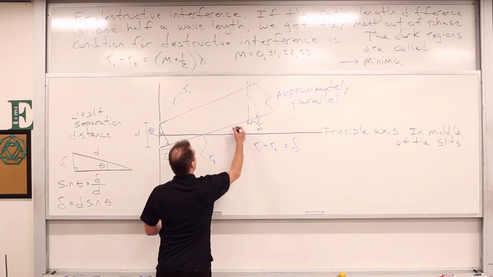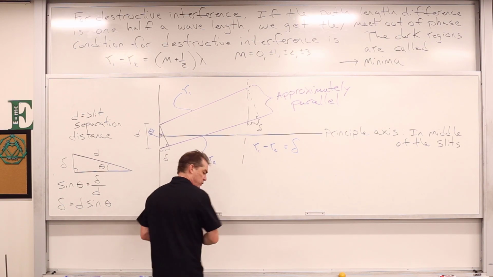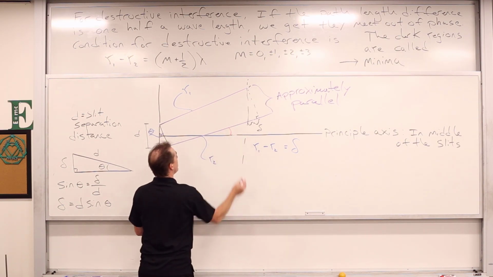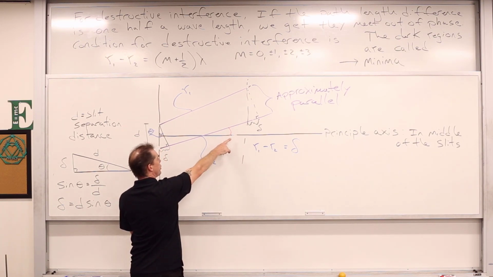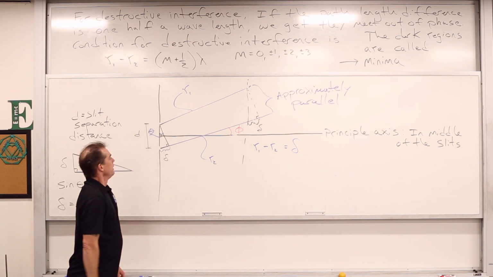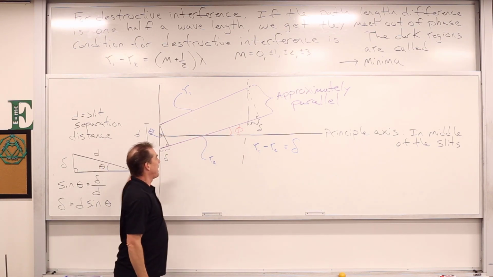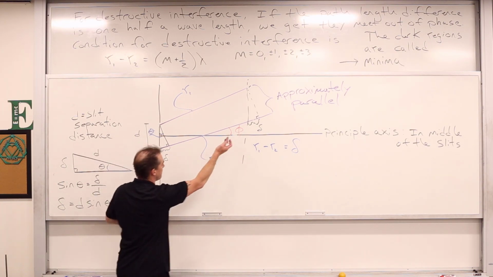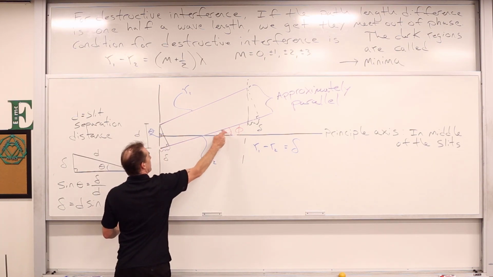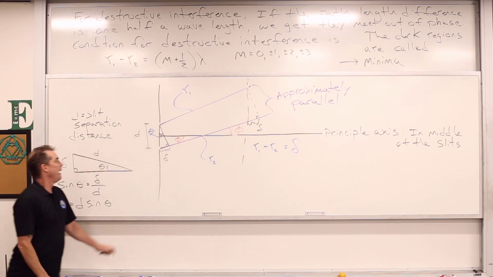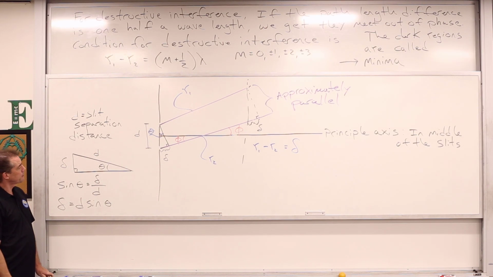What happens if we define another angle here? I'm going to say that there's this angle here that the ray makes relative to the principal axis. I'm going to call that some angle phi. So the angle relative to the principal axis is a nice angle to define, easy to measure. And because we have alternate interior angles here, that's going to be the same angle as that. So that's good. What can we do with this?